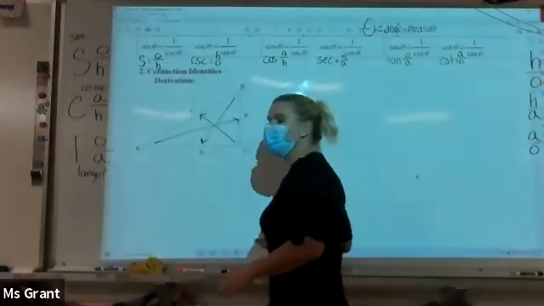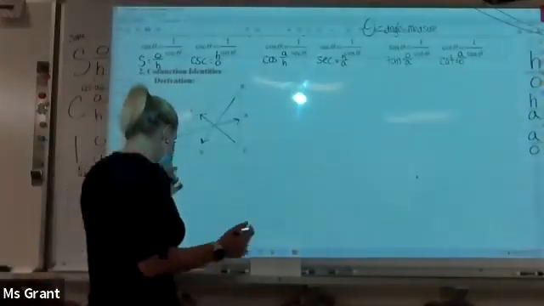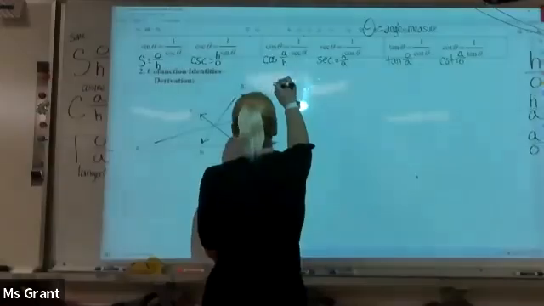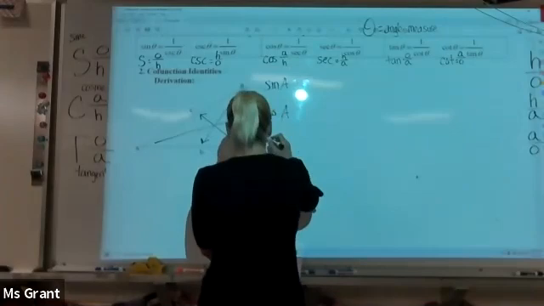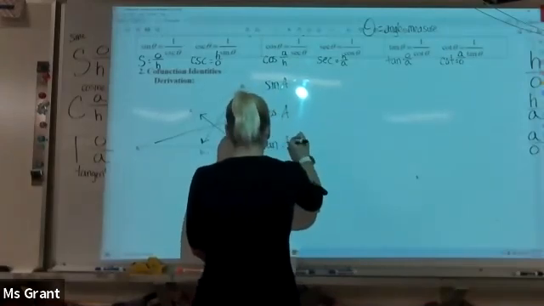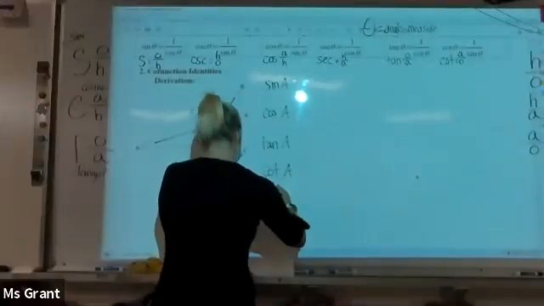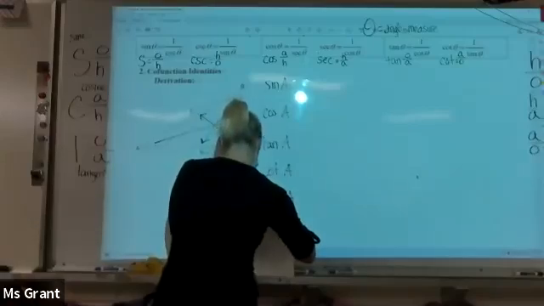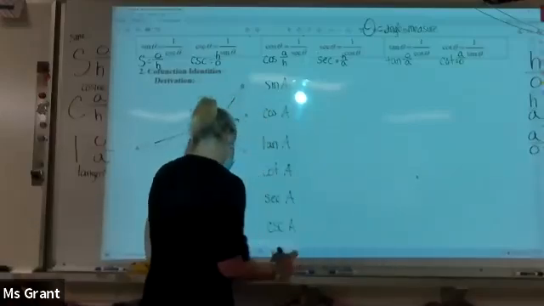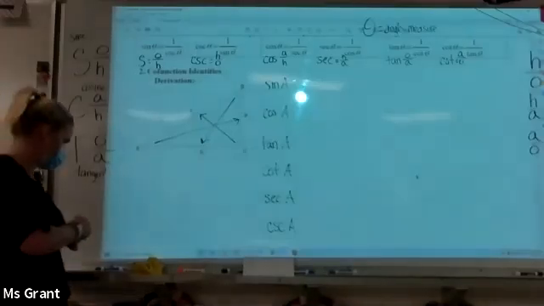I'm going to go through and write the trig functions with A, B, and C as my sides. I'll write the list all the way down. The sine of angle A, the cosine of angle A, the tangent of angle A, can you see? Cotangent of angle A, secant of angle A, cosecant of angle A. All right.